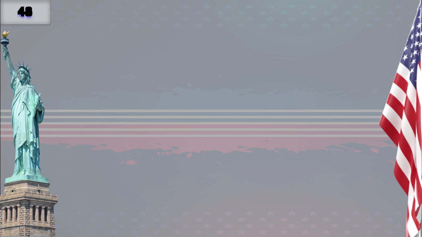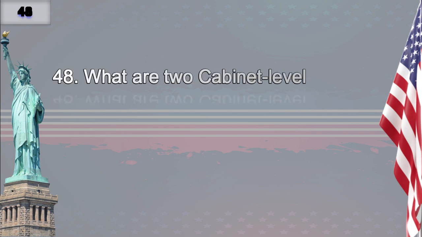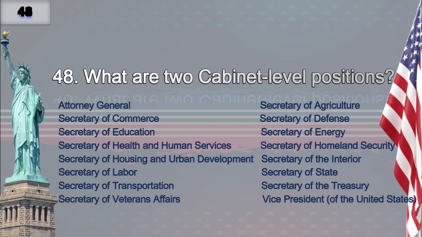Question 48. What are two cabinet-level positions? Attorney General. Secretary of Agriculture. Secretary of Commerce. Secretary of Defense. Secretary of Education. Secretary of Energy. Secretary of Health and Human Services. Secretary of Homeland Security.